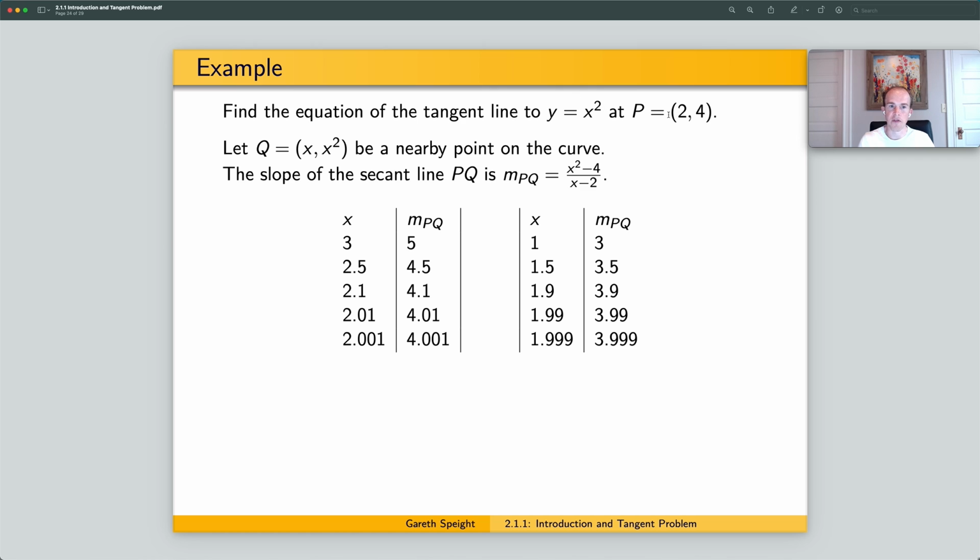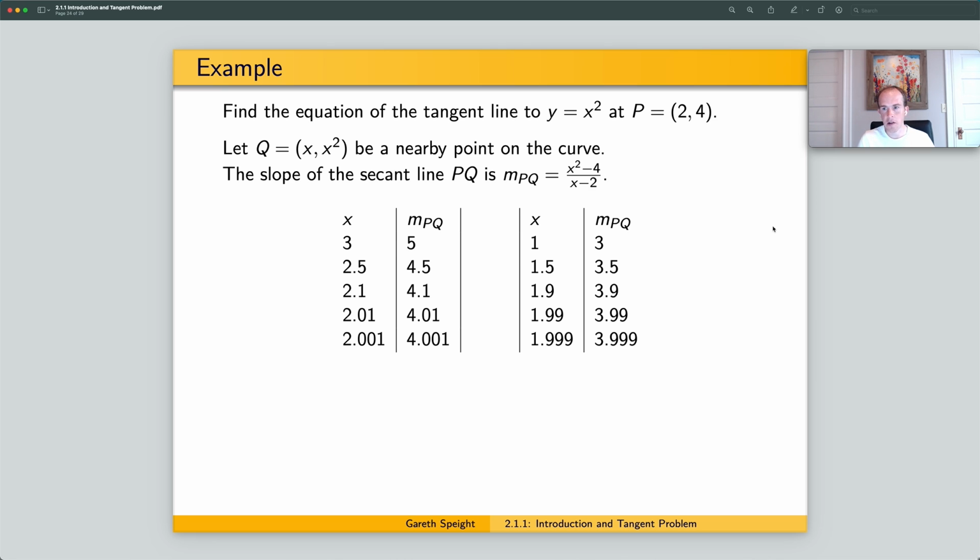So P is (2, 4), so Q will get closer to P when X gets closer and closer to 2. So here are some different values of X we could use and different slopes we could get. For instance, if you plug X equals 3 into this formula for the slope of PQ, X squared minus 4 will be 5, and then X minus 2 will be 1, so we get 5 divided by 1, which will be 5. And then you can substitute in some other values of X and see what you get. So this was step 2.